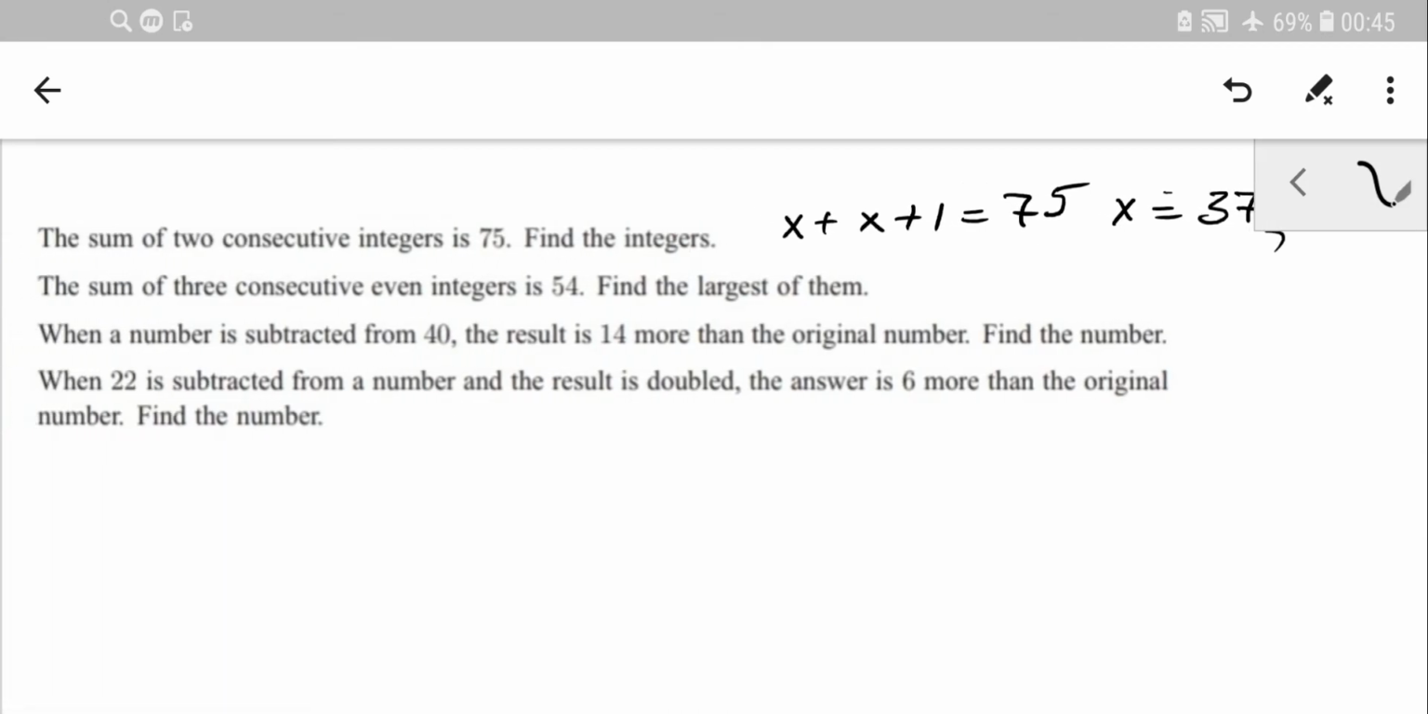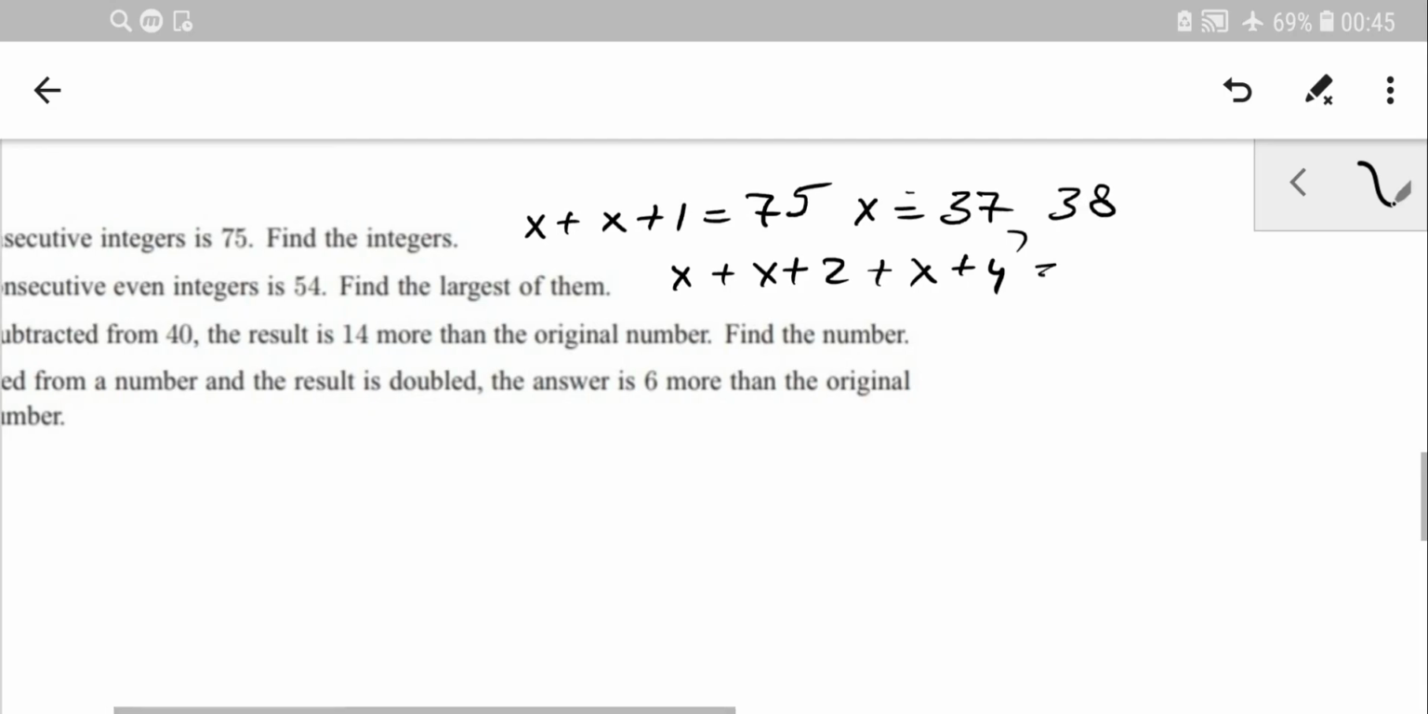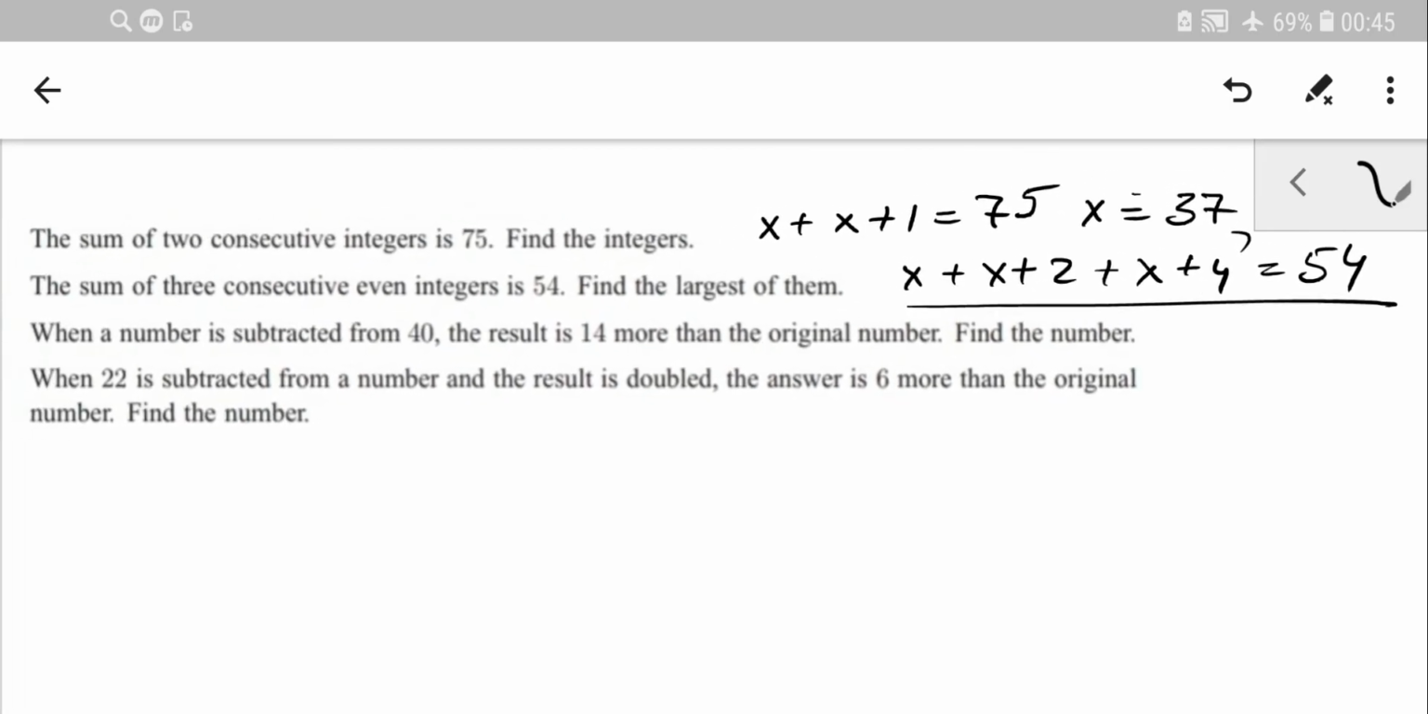All right, so let's go next. The sum of 3 consecutive even integers. So we start from an even number. So that's my x, x plus 2 and x plus 4. This is an equation equal to 54. And you can solve it applying this simple logic. I just create that, and that's it.